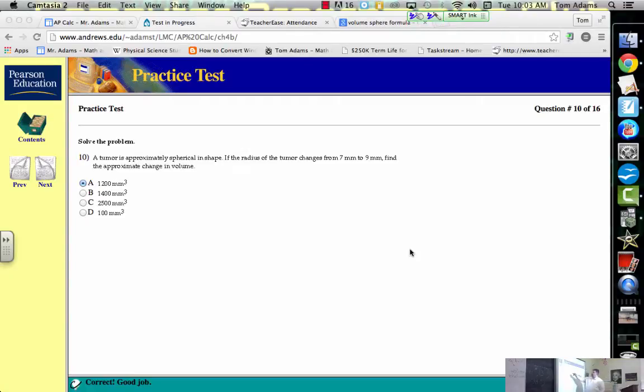So if we have a tumor that's spherical in shape, pretend that's a sphere, right? It has a radius. The radius of the tumor changes from 7 to 9. So it goes from a radius of 7 to a radius of 9. That means that our change in radius is 2 millimeters. Find the approximate change in volume.